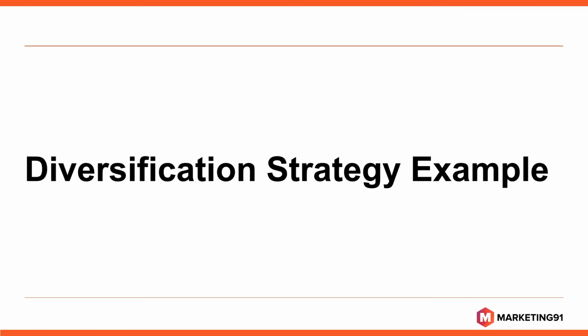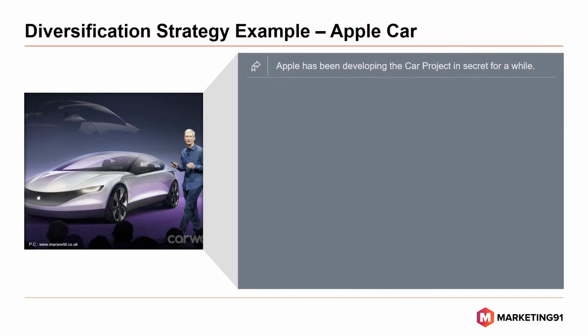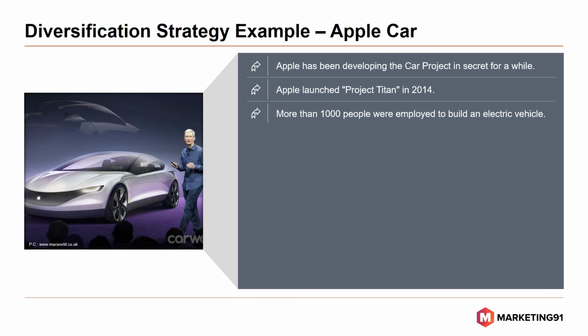And finally, let's look at an example of diversification strategy. The brand being Apple and the product being Apple Car. Apple has been developing the car project in secret for a while. Apple launched Project Titan in 2014. More than 1,000 people were employed to build an electric vehicle. This was done at a secret location near the Cupertino headquarters. It is rumored that Apple's car team is trying to develop a vehicle that drives itself. It is said that the users only have to put their destination in.